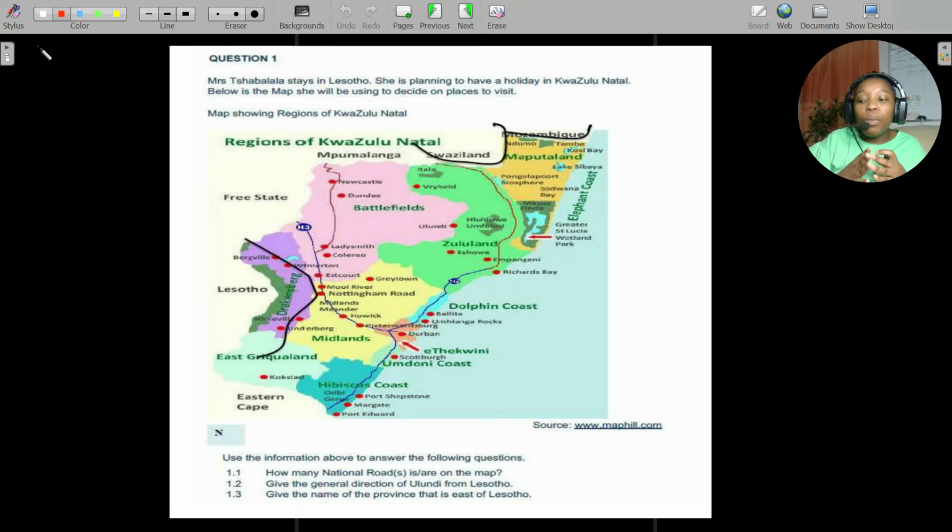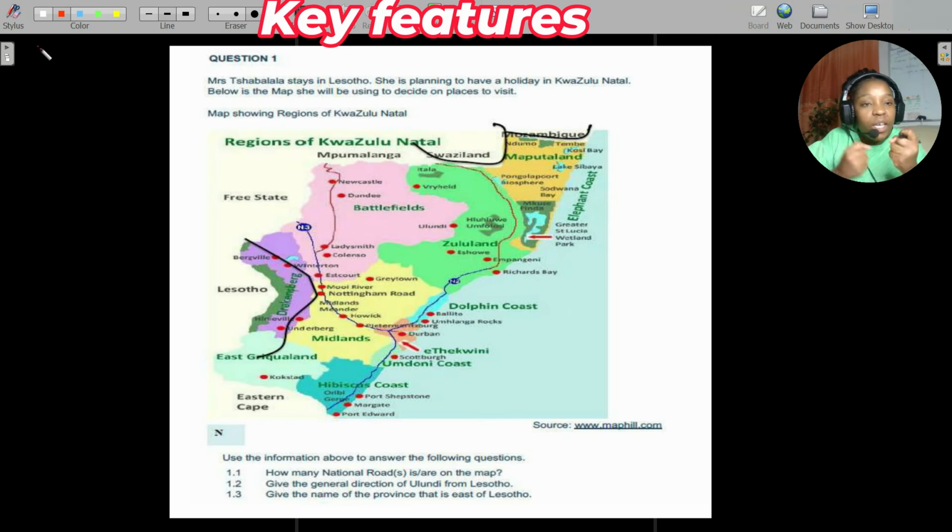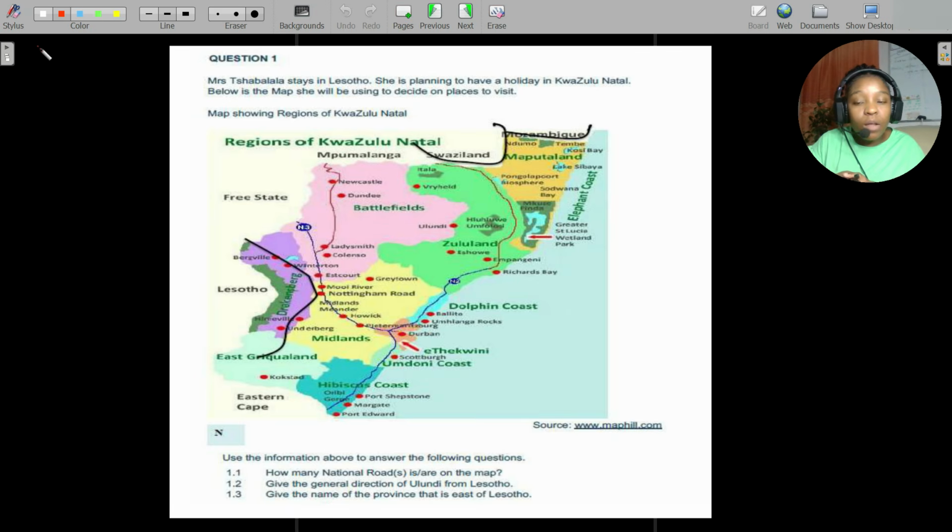And it's very important that when we are analyzing a map, we need to be able to identify key features that are given in this map. You'll find that there are roads indicated on this map, so you need to be able to identify what type of road this is. Is it a national road? Is it a regional road? Is it a municipal road? So N, national. R, regional road. M, it's a municipal road that is indicated on the map.